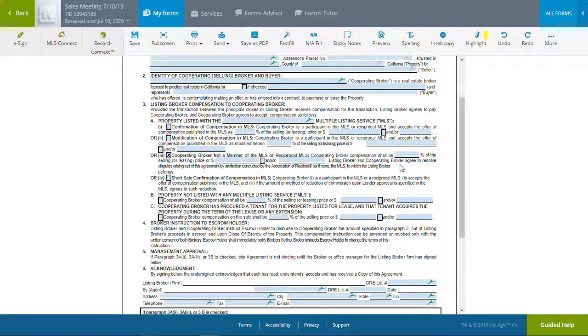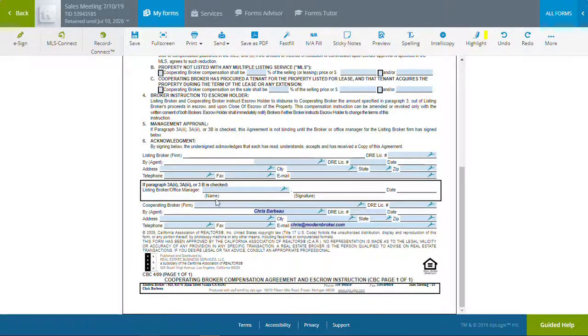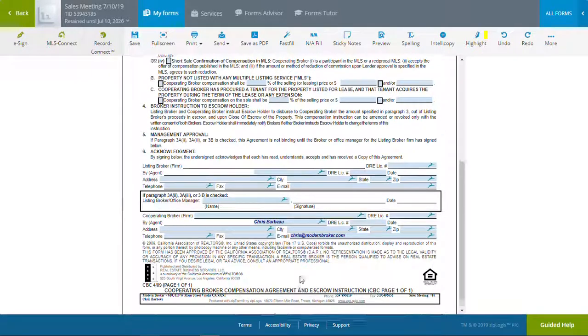The listing broker and cooperating broker agree to resolve disputes arising out of this agreement by arbitration conducted by the association. So this right here is your agreement to get paid for bringing that agent a buyer. And you'll really need to send it over to them and get it signed, maybe even before you send the offer. So one thing I will mention is that the listing broker has to sign here. So that means not the agent you're dealing with, but their broker or office manager is supposed to sign this. So just a point of reference there to make sure you get the right signature.